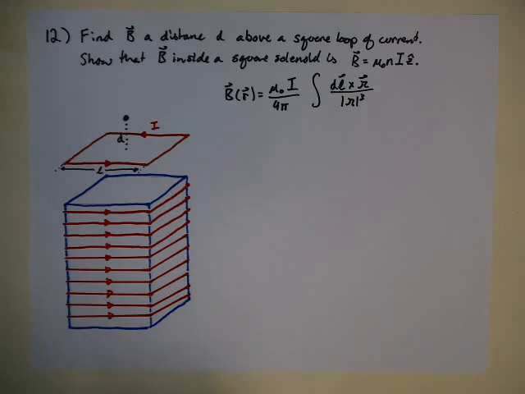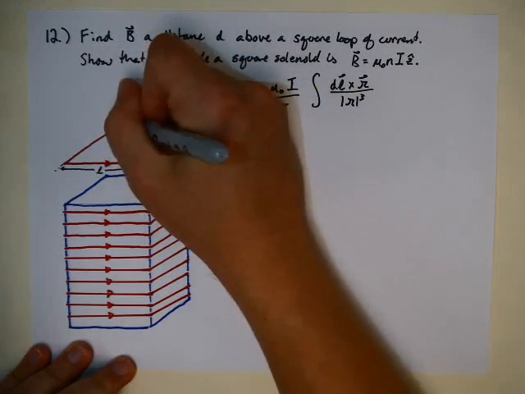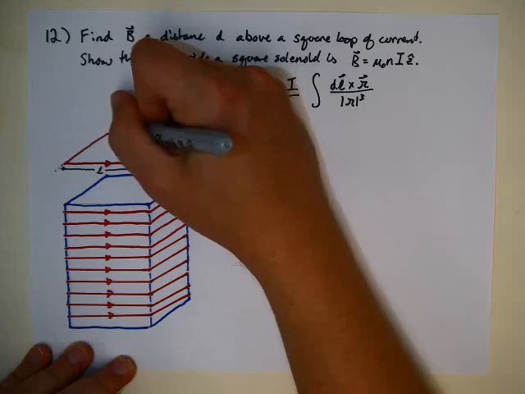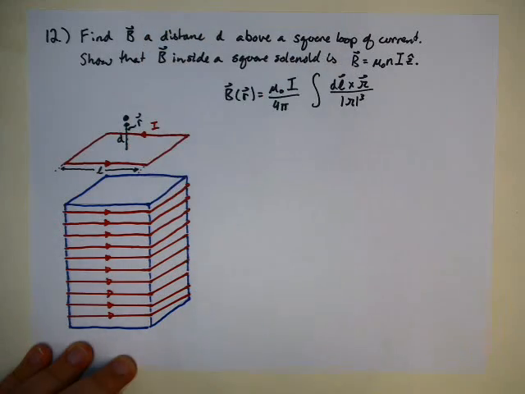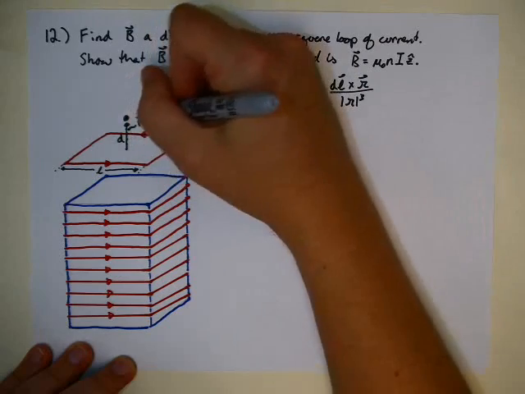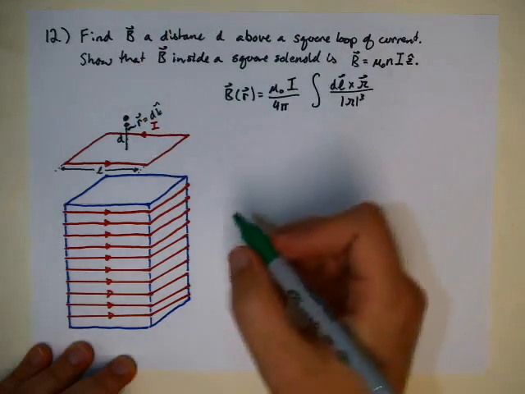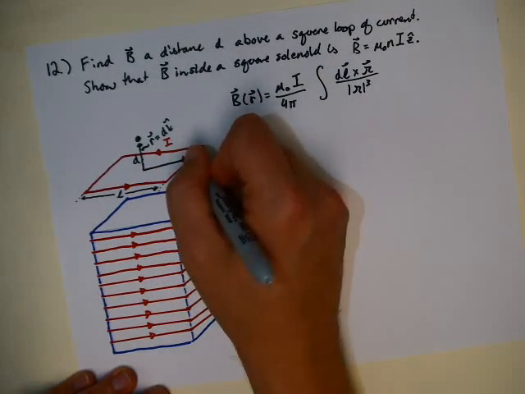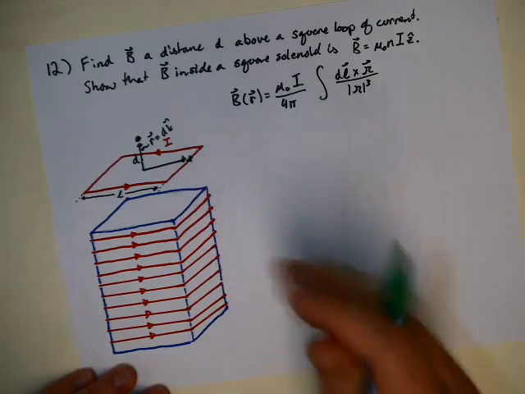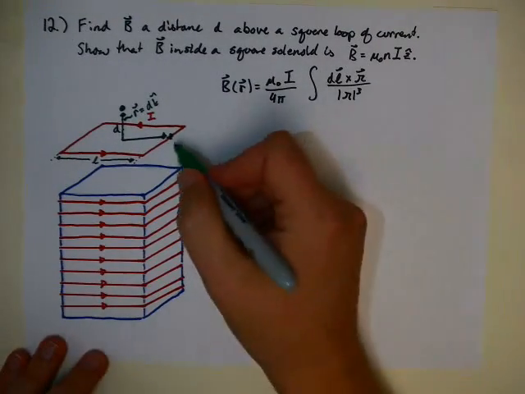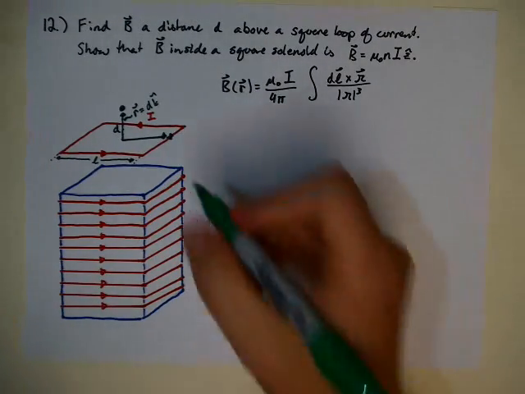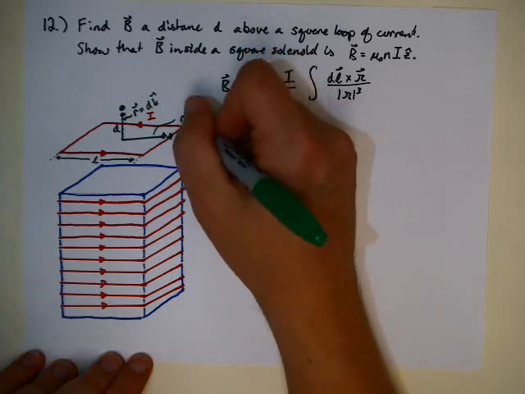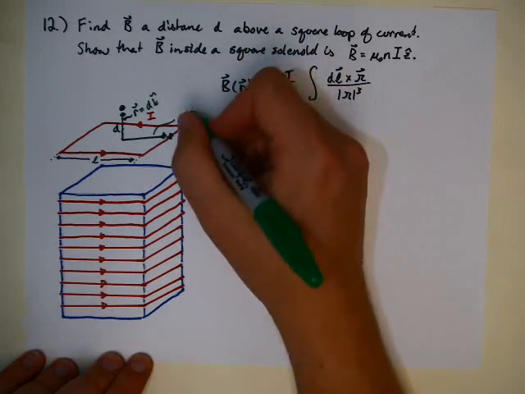For us, r is your field point. That's where you want to evaluate. So for us, r is here. It is just going to be d k hat. Script r prime is your distance to your source point. So for us, the source is some little differential current element here. So this is not script r, that's r prime. And r prime is going to be in the x direction.